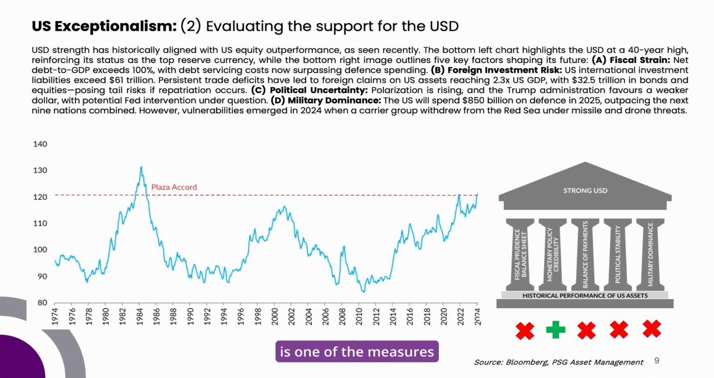A country's currency is one of the measures of how strong that country is relative to other countries. The blue line at the bottom, or graph at the bottom, just shows when the dollar was stronger, i.e. the graph is higher, or not. And this goes back to 1974, and you can see at the moment the dollar is at one of its highest points, or strongest points, ever in the last 40 years.